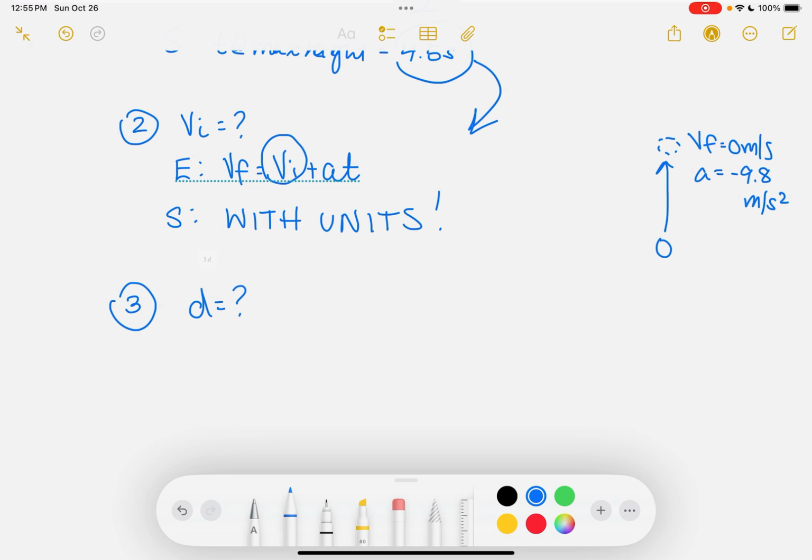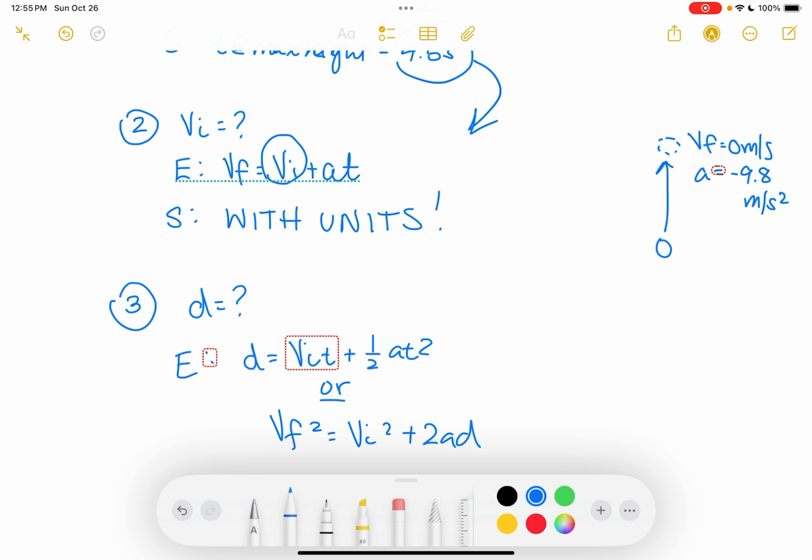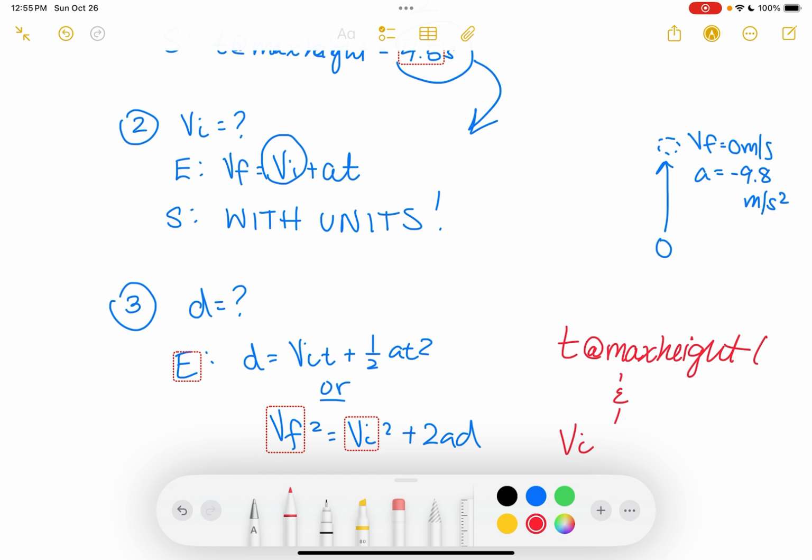Then the third part is finding what is the height. Whatever you calculate in part 2 is going to be what you use in part 3. So you have 2 different choices. D equals VIT plus 1/2 AT squared, or you could use VF squared equals VI squared plus 2 AD. Again, just to recall, you're using T at max height in this equation, and you're using the VI that you've calculated. So this is from part 1, and this is from part 2.